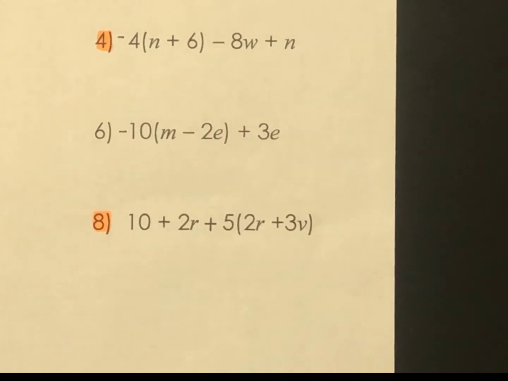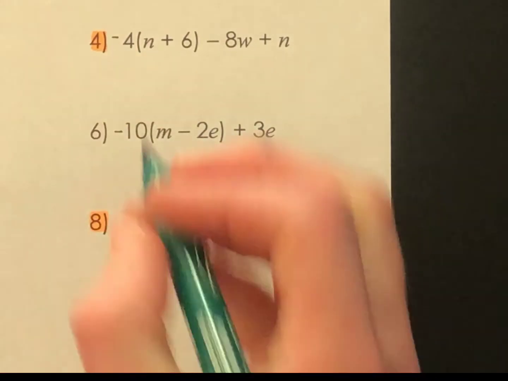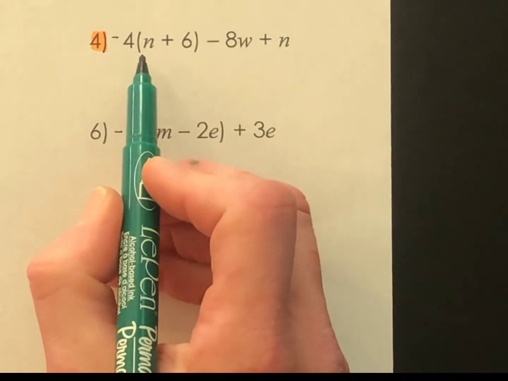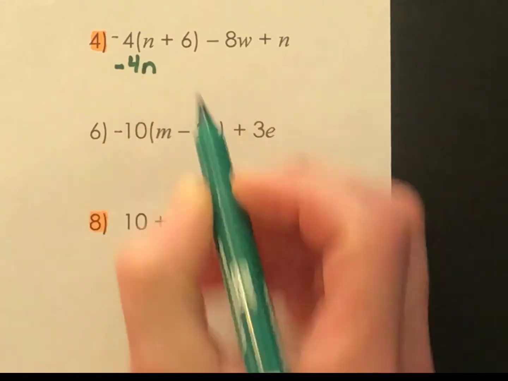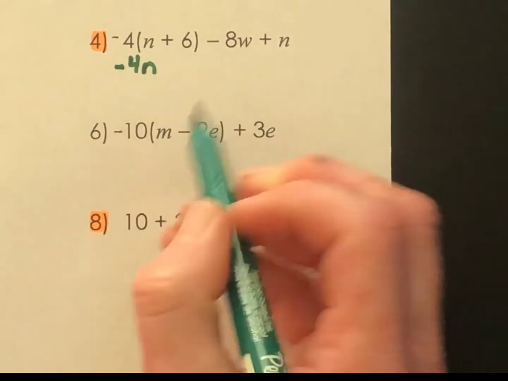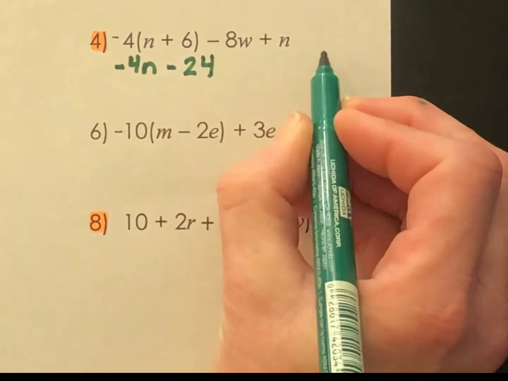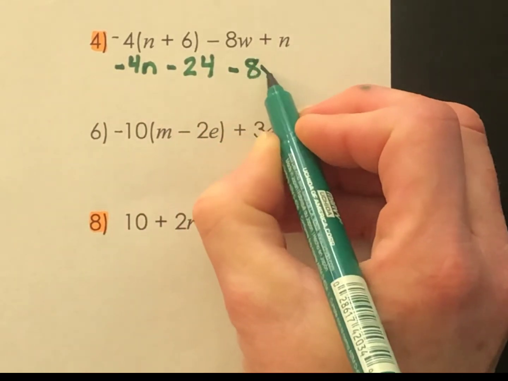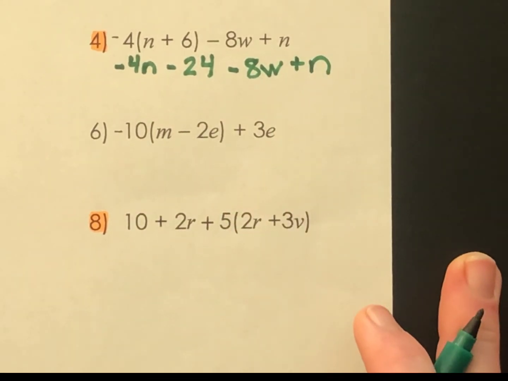So the first thing that I will do is rewrite this whole thing, getting rid of the parentheses. So distribute the negative 4 times n is negative 4n. Negative 4 times positive 6 is negative 24. And then I can just copy out the rest. Minus 8w plus n.